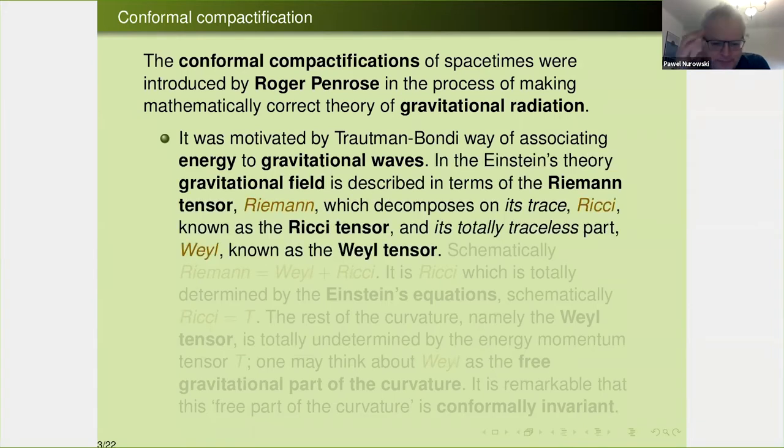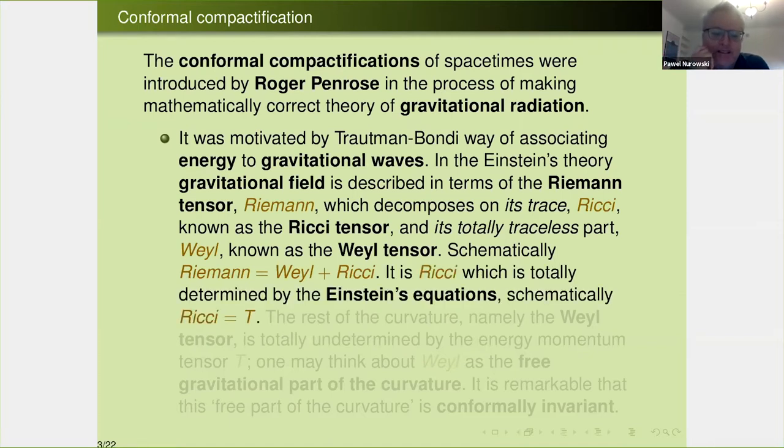In Einstein's theory, gravitational field is described in terms of the Riemann tensor, which decomposes into its trace, which is called the Ricci tensor, and its totally traceless part, which is the Weyl tensor. And schematically, one can write that the Riemann tensor is just a sum of Weyl and Ricci. And it is Ricci which is totally determined by the Einstein equations. Because remember that schematically, the Einstein equation says that on the left-hand side is essentially Ricci, which is compared to the energy-momentum tensor. And so somehow the Ricci tensor, which is part of Riemann, is determined by the matter content of spacetime.